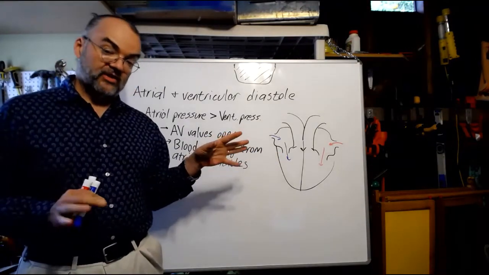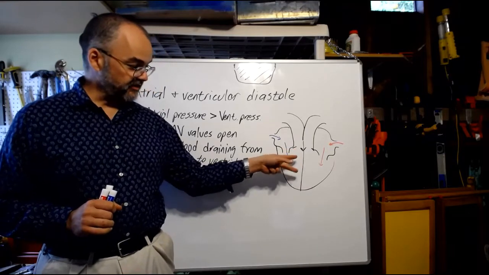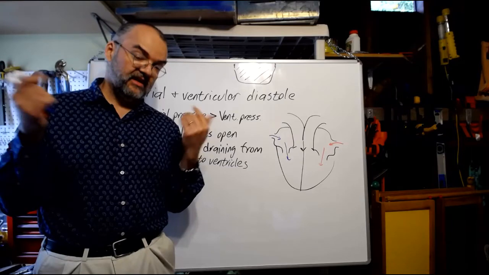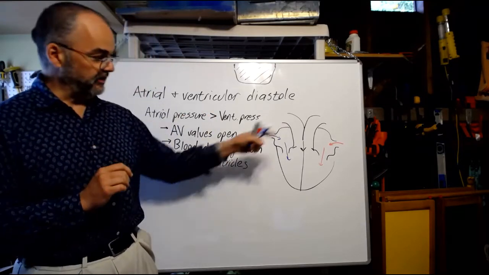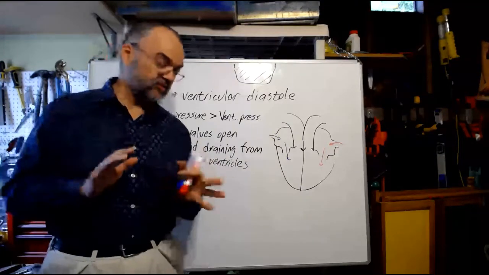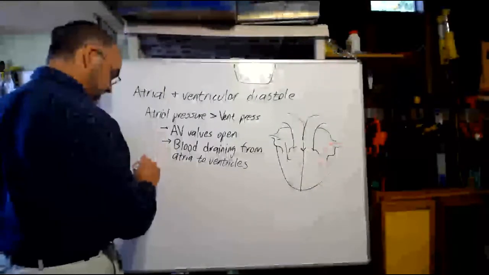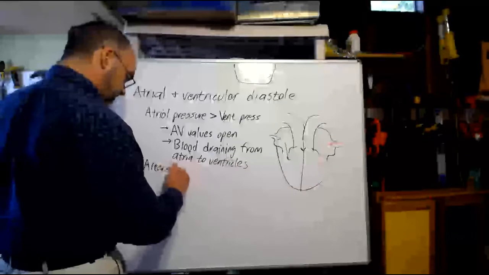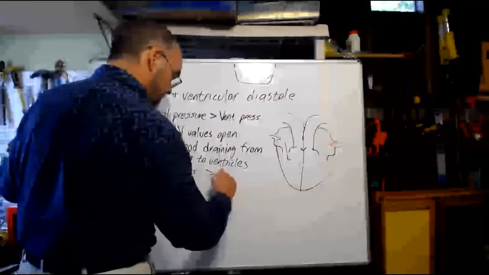So then our question becomes, as blood is filling the ventricles, what do we know about the pressure in the ventricles compared to the arteries? Is the blood going outward? And here, just for now, you're going to have to take my word for it. The pressure in the arteries is still pretty high. There's still a lot of pressure in the arteries, much more than in the ventricles. So right now we would say arterial pressure is greater than ventricular pressure.